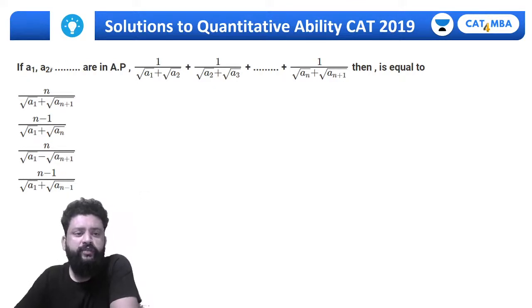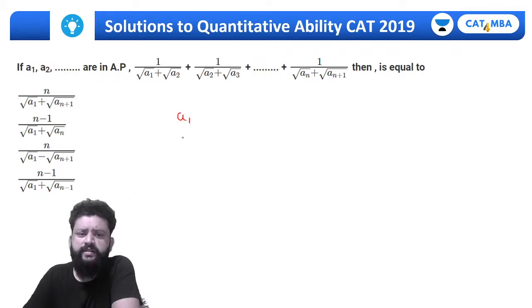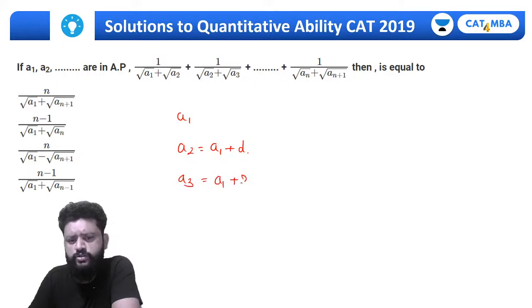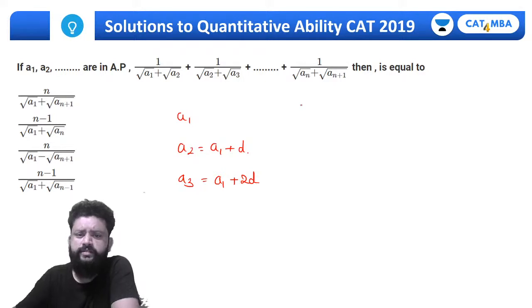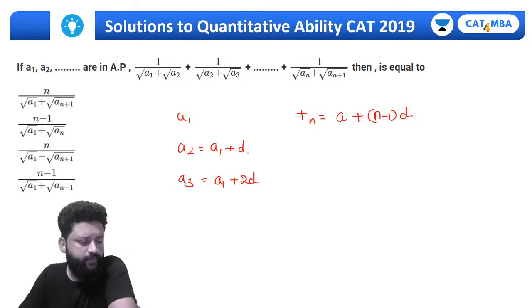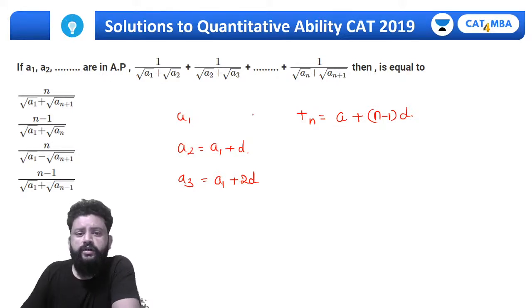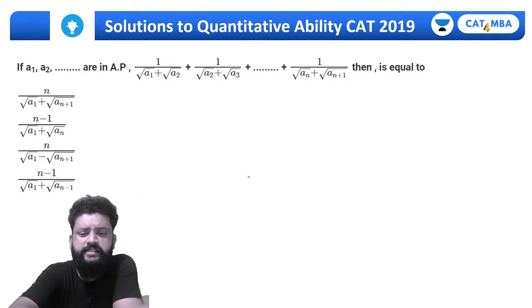Okay, so this one, A1, A2, A3, these are in arithmetic progression. Arithmetic progression simply means if A1 is, let's say, A1, then A2 will be A1 plus d, and A3 will be A1 plus 2d. That's what you know, right? So the nth term of an arithmetic progression is the first term plus (n minus 1) d. That's what we already know, right? Okay, so let's try the question now.